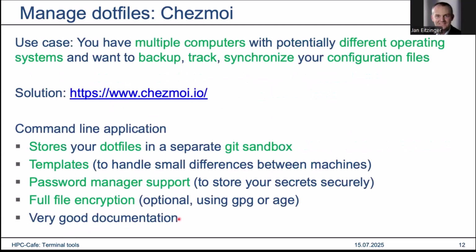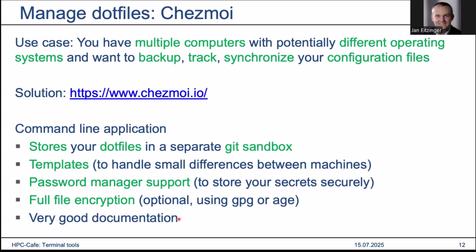So, some tools. Now the tools start, and the first tool I want to recommend, and this is something if you have multiple computers, like multiple laptops, a laptop and a desktop, maybe you have another desktop at work, and you want to track the differences, backup, track, synchronize configuration files, then you really should have a look at it. How this works, it stores your dot files in a separate Git sandbox, it renames them, and you have templates which you can parameterize to handle differences between different machines.